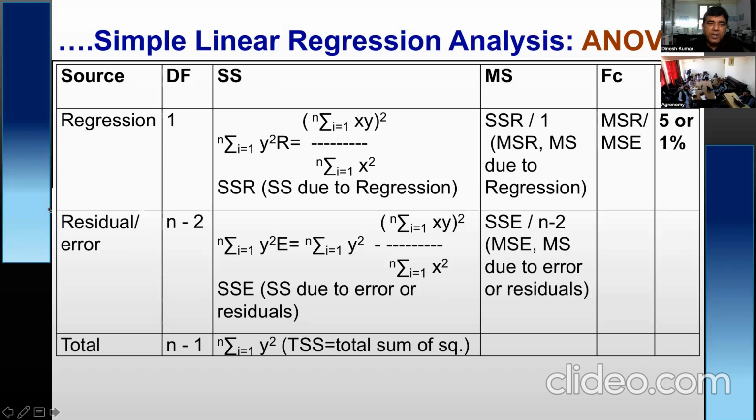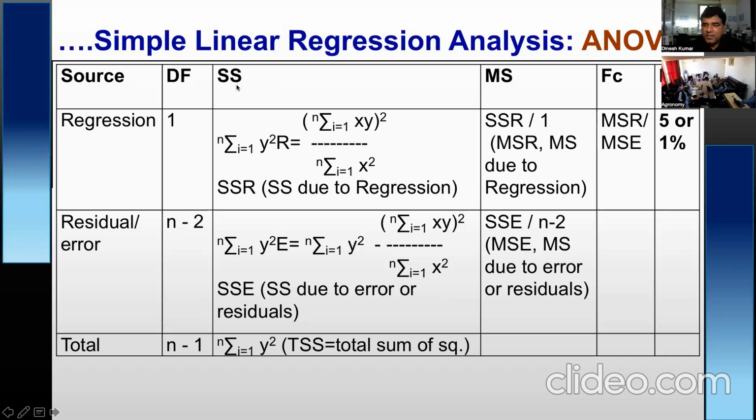And for residual and error, we can calculate the degree of freedom simply by the difference method. Total degree of freedom minus regression degree of freedom. So n minus 1 minus 1 will give us n minus 2. So for residual or error, you can put n minus 2. So it is n minus 2 here.